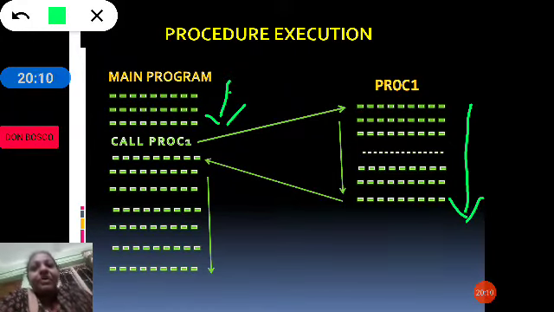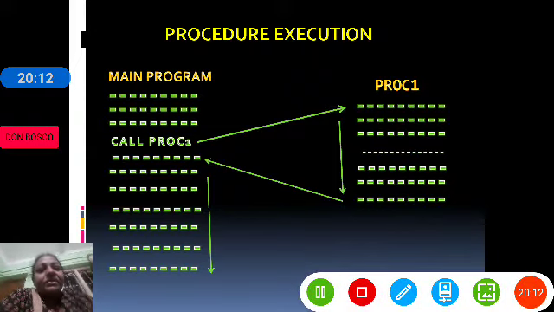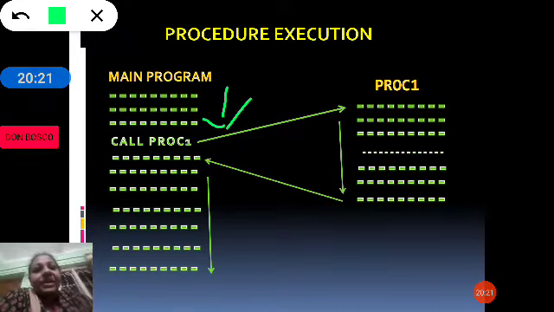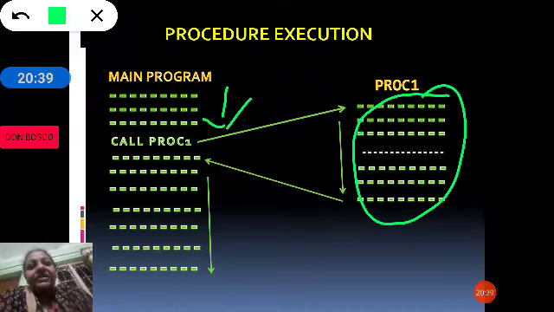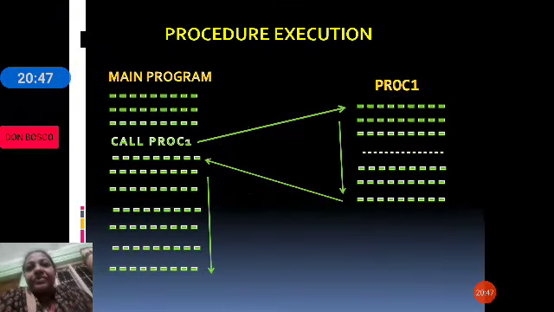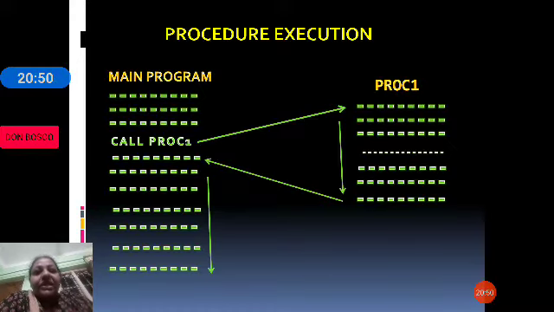So there will be main program execution. The main program keeps running until a call is made to the procedure. Here this is the main program and it will be executing, and there is a call made, call proc1. Control goes to procedure 1 and it starts executing. As you can see here, it will execute the program in procedure 1. Whatever is there in procedure 1 will be executed, and after executing, control returns back to the main program and then it continues the main program. So this is how a procedure is executed.